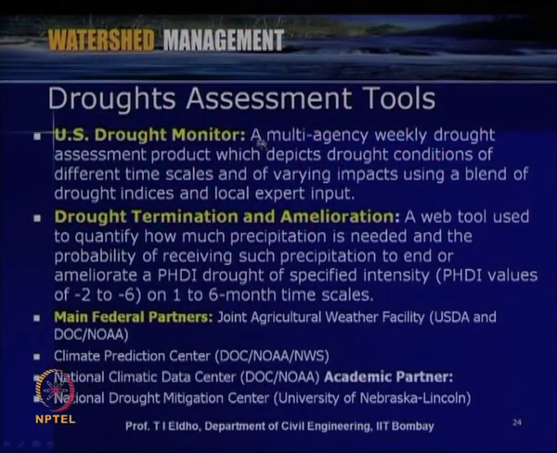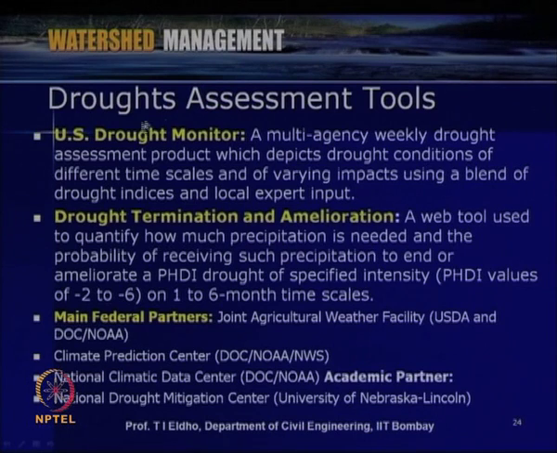So, different countries have developed drought monitoring tools or assessment tools. One of them is called the US Drought Monitor, a multi-agency weekly drought assessment product which depicts drought conditions of different time scales and of varying impacts using a blend of drought indices and local expert input.